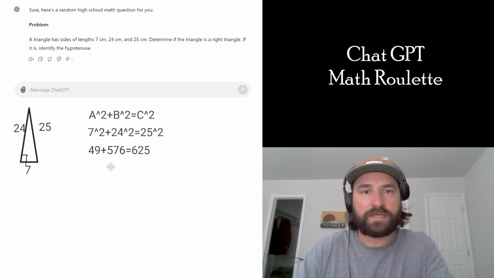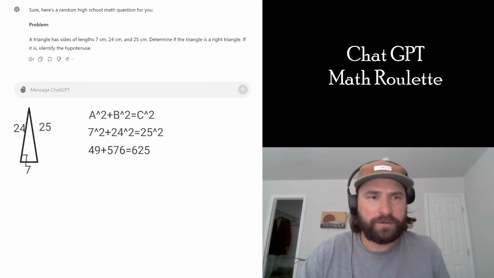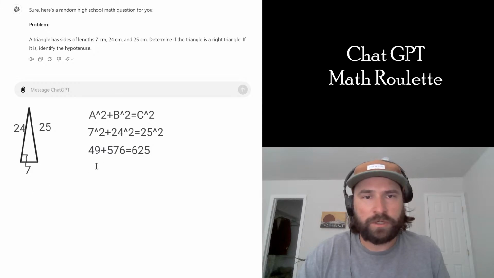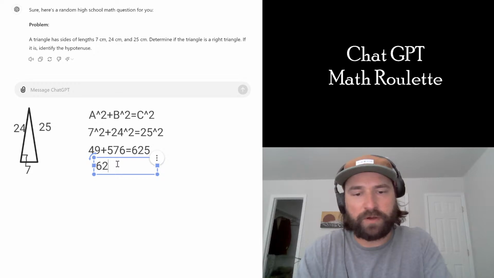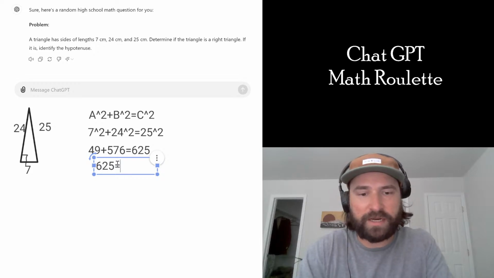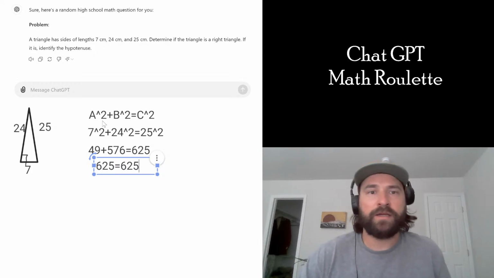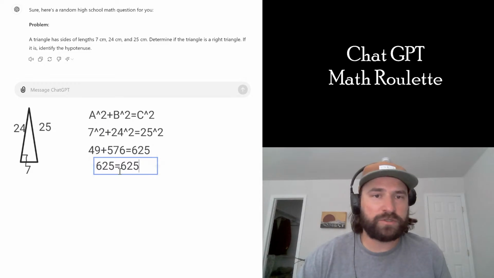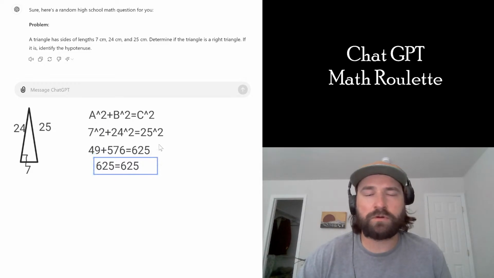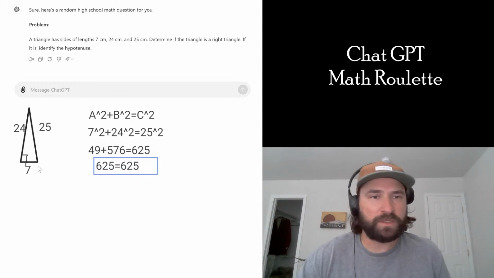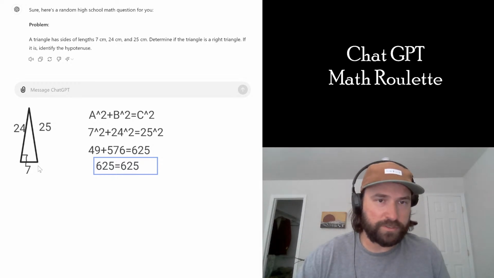If these things add together and equal each other, then the whole thing is true, and as it turns out, they do. So this equation equals 625 on the left side and 625 on the right side. So since the Pythagorean theorem is true, since a squared plus b squared equals c squared, we have now proven that there's a right angle in this triangle, and therefore it's a right triangle.